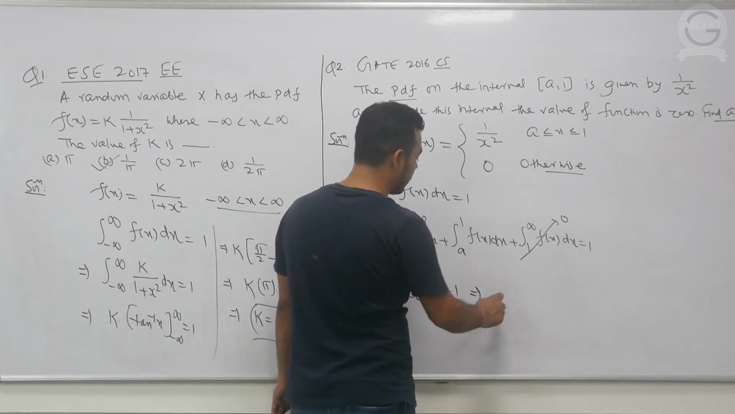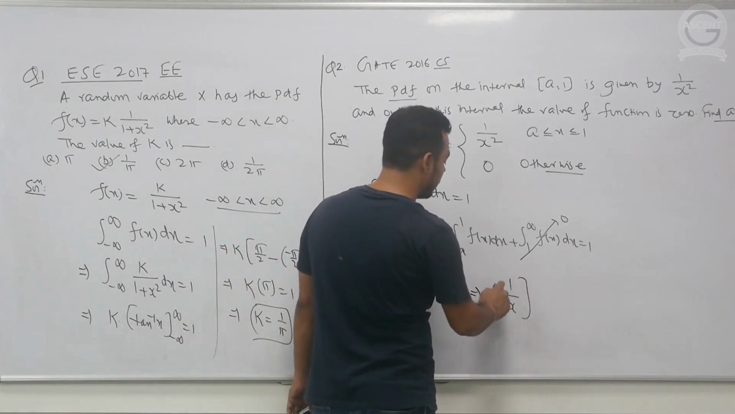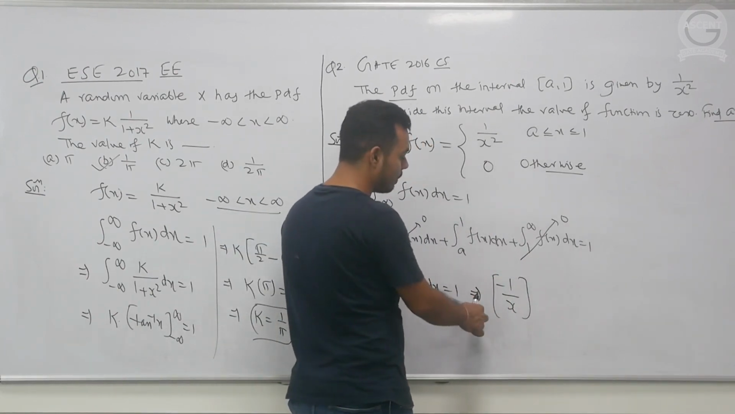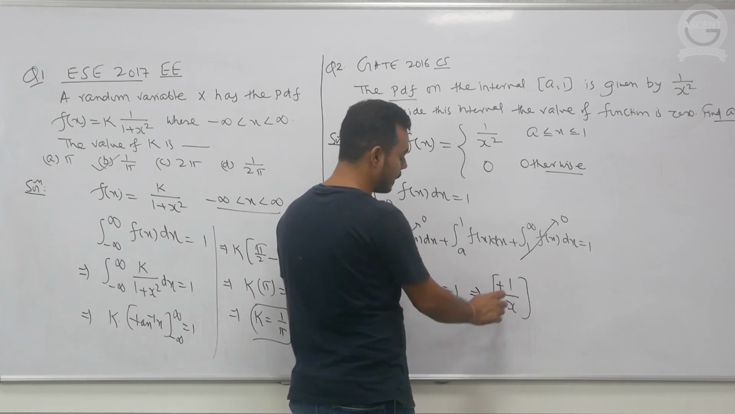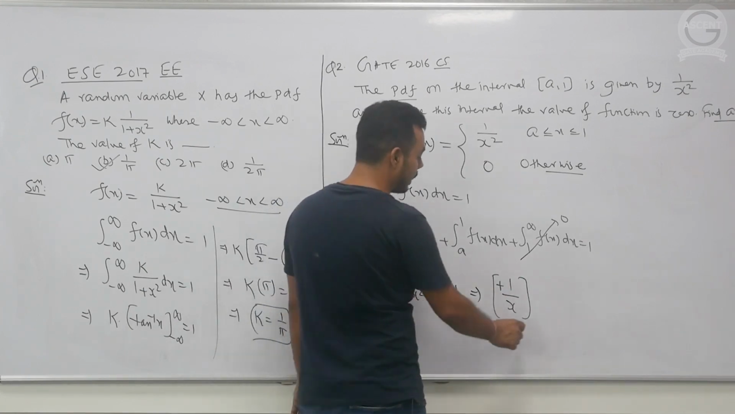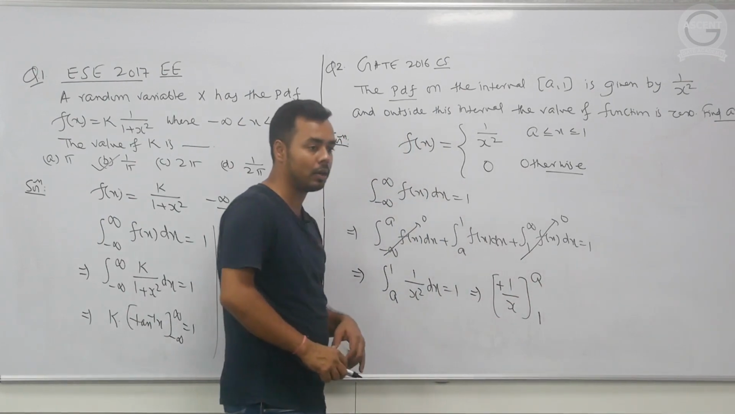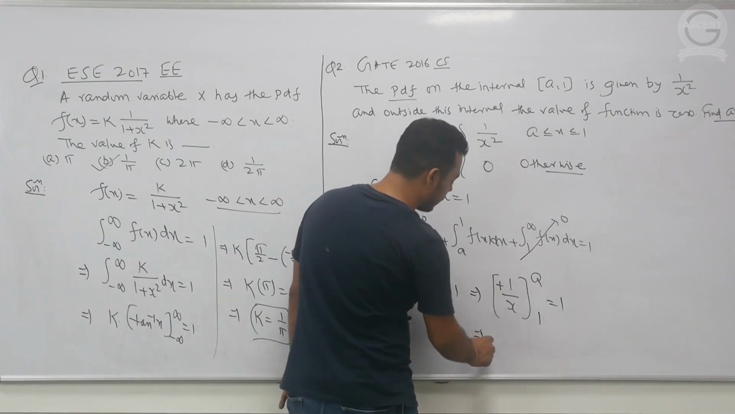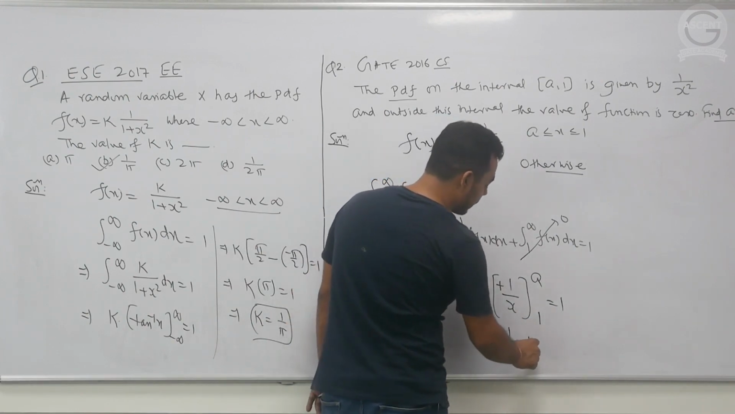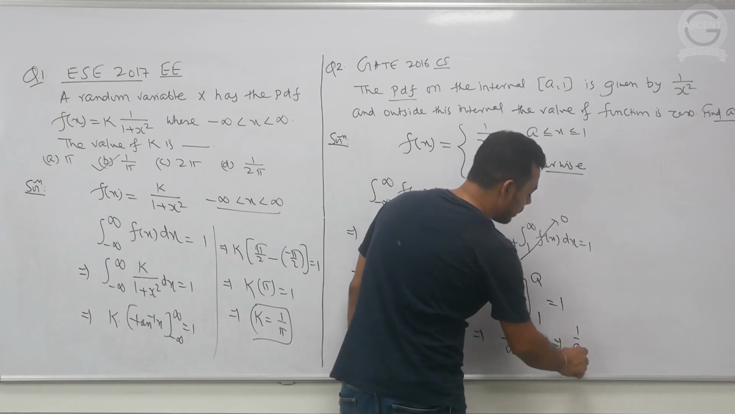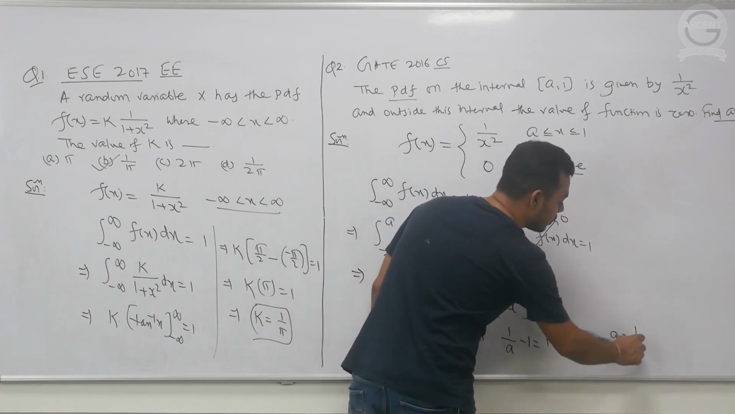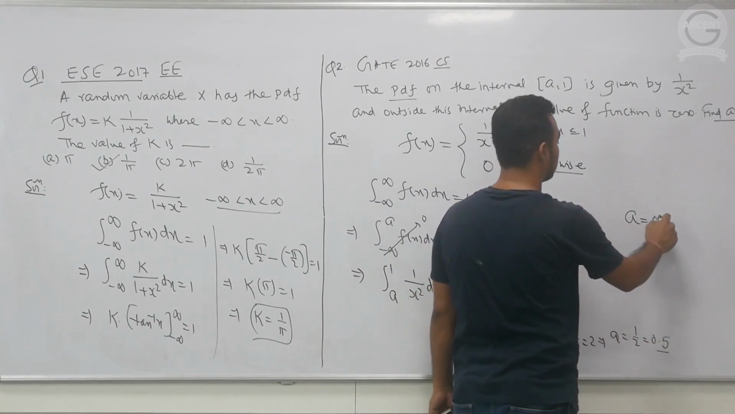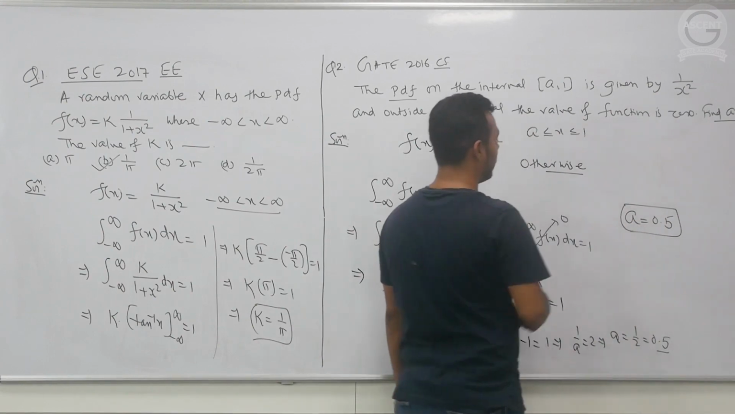So integration of 1 by x square will be minus 1 by x, and the limit is from a to 1. Now in order to avoid calculation mistakes, whenever you have this minus sign, convert this minus to plus and change the limits of integration. So I will get the integration from 1 to a. Now this value is 1, and from here we have to find the value of a. So you can see that this will give us 1 by a minus 1 is 1. This means 1 by a is 2, which means a is 1 by 2, which is 0.5. So therefore the correct answer for this question is a equals 0.5. So these two were very simple problems.